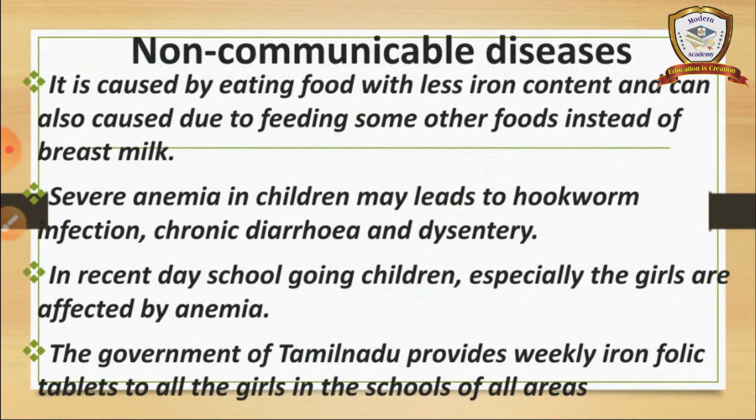What are non-communicable diseases? They are the opposite of communicable diseases. Anemia is caused by eating food with less iron content and can also be caused by feeding other foods instead of breast milk. Severe anemia in children may lead to hookworm infection, chronic diarrhea, and dysentery. In recent days, school-going children, especially girls, are affected by anemia. The government of Tamil Nadu provides weekly iron folic tablets to all the girls in schools of all areas.